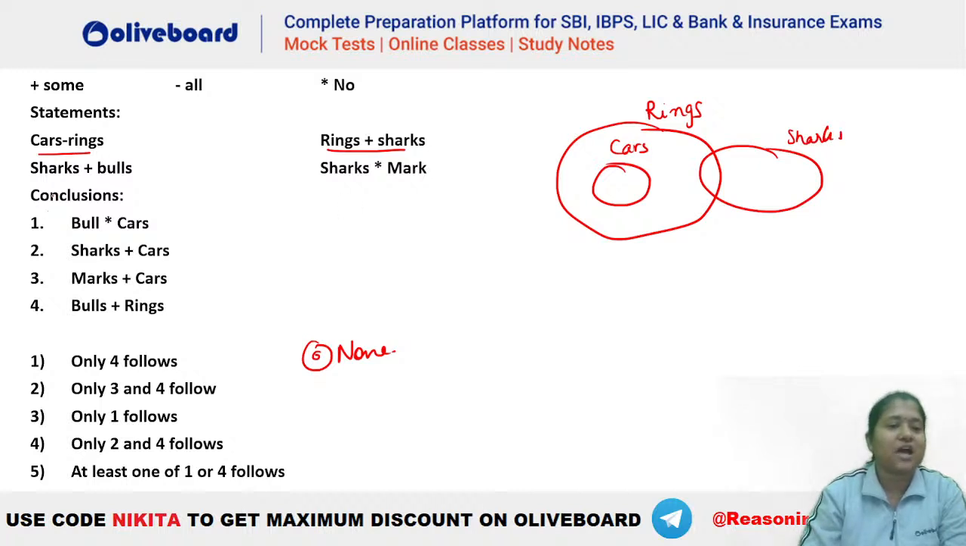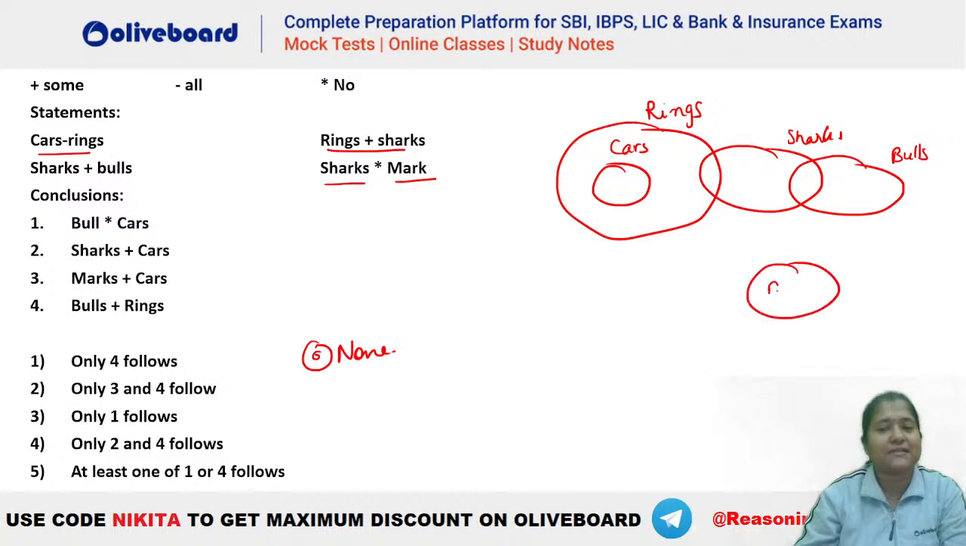Then sharks plus bull. Plus means some. So some sharks are bulls. Let's say this is bull here. And then we have sharks asterisk mark. Asterisk means no. So no sharks are marked. Let's say this is mark here. So shark and mark should not interact, right? So this is the diagram here.